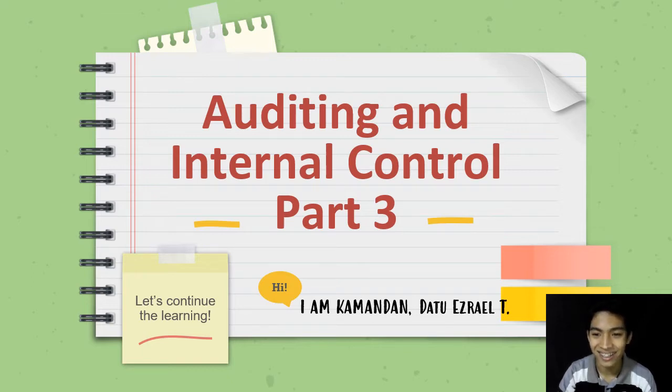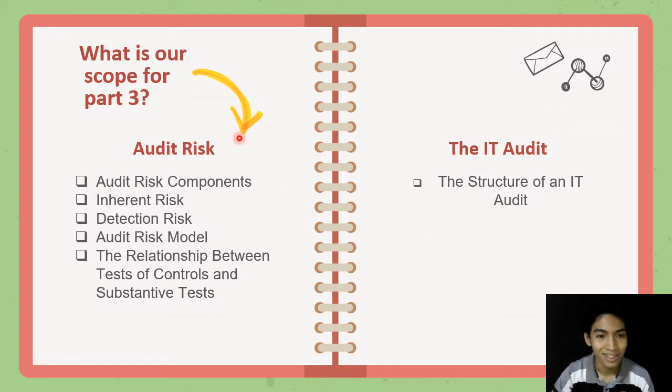Let's continue the learning. Now, what is our scope for Part 3? We have two topics: the audit risk and the IT audit. For the audit risk, we have subtopics, and these are the audit risk components, the inherent risk, detection risk, audit risk model, and the relationship between test of controls and substantive tests. On the other hand, we have the IT audit, and its subtopic is the structure of an IT audit.